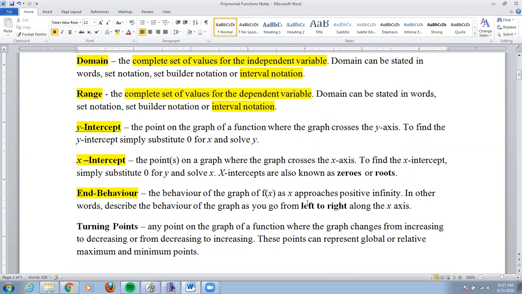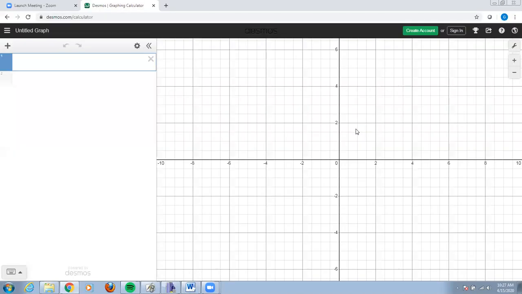So typically we go from left to right on the x-axis, and we see what the graph does. And remember, there are 4 quadrants. If we go to Desmos here, remember there's 4 quadrants: quadrant 1, quadrant 2, quadrant 3, and quadrant 4. And so a graph will always start in one of the quadrants and go to one of the other quadrants. So we will see how that works.